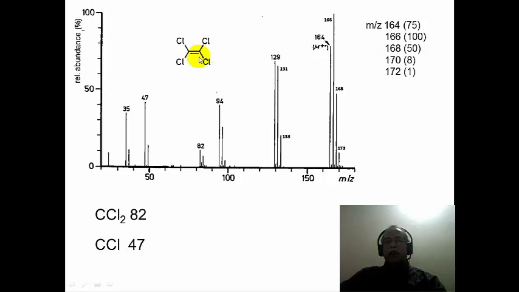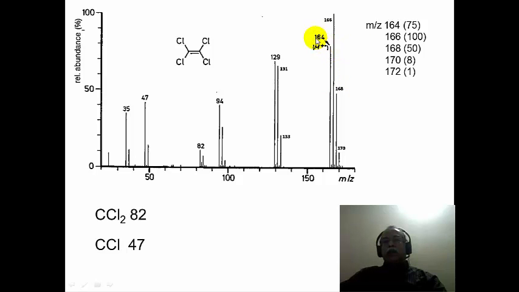If one of the chlorine atoms is 37 and the rest are 35, then it will be 166. Then 2 of them being 37, for example, would give 168. 3 of them as 37 would give 170. All 4 of them being 37 would give 172. Indeed, one sees the cluster of peaks in the molecular ion region for this particular compound. This is a positive ion mass spectrum that is shown here in this particular spectrum.